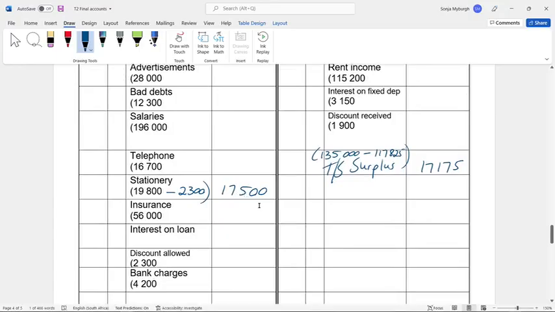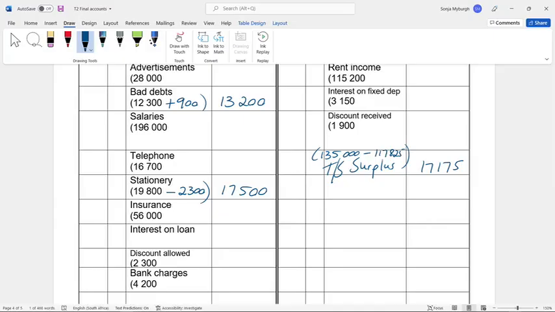Adjustment number C said a debtor, I am sorry, who owes 900 Rand must be written off. Bad debts must increase. We must write off another 900 Rand as bad debts, so that our real amount for bad debts is 13,200, and obviously we will subtract the 900 from debtors.